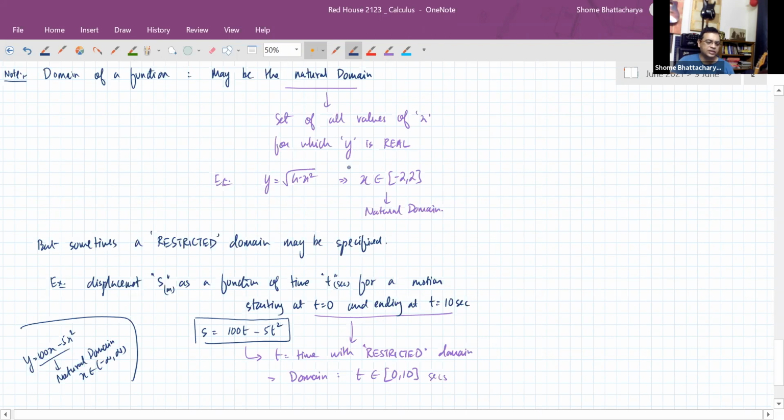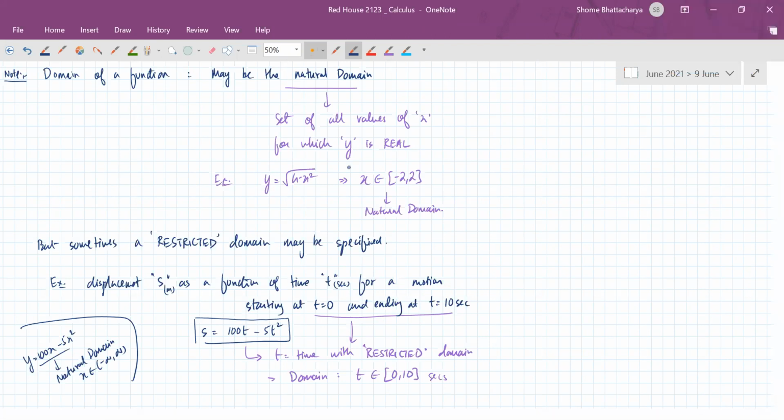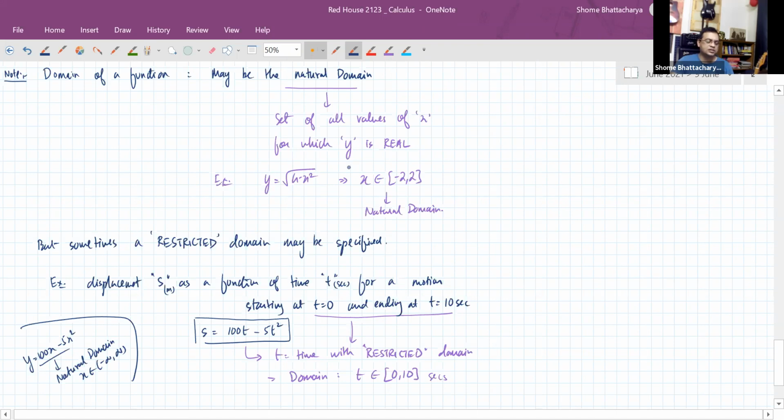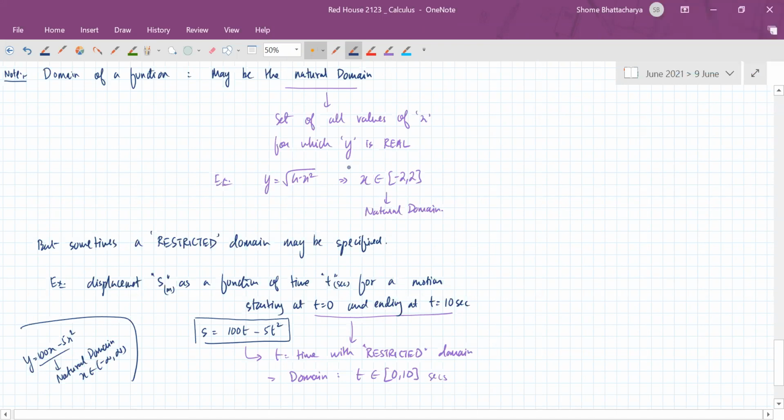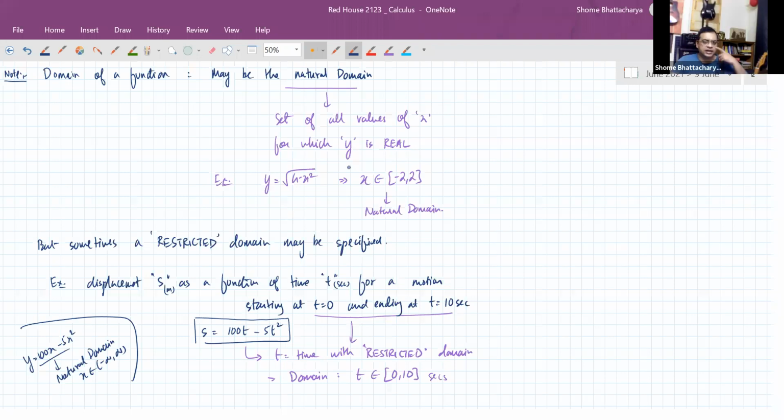Okay, so only real number analysis is done. So the natural domain is only those set of values for x for which y is a real number. So I think the restricted domain should be used in kinematics. It can be used in kinematics, for example, yes, but it can be used in a number of things.